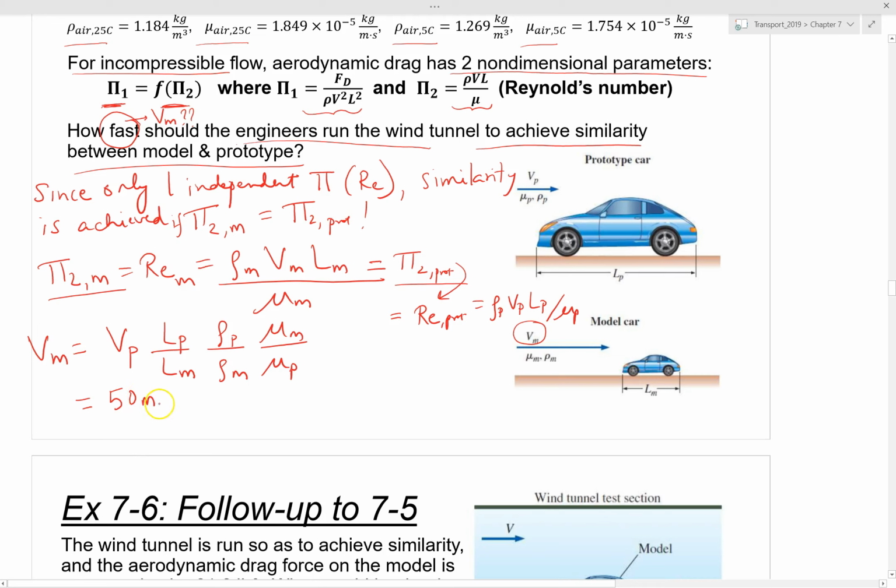velocity is 50 miles per hour, Lp over Lm is 5, rho p over rho m is 1.184 divided by 1.269, mu m at 754, 1.84.